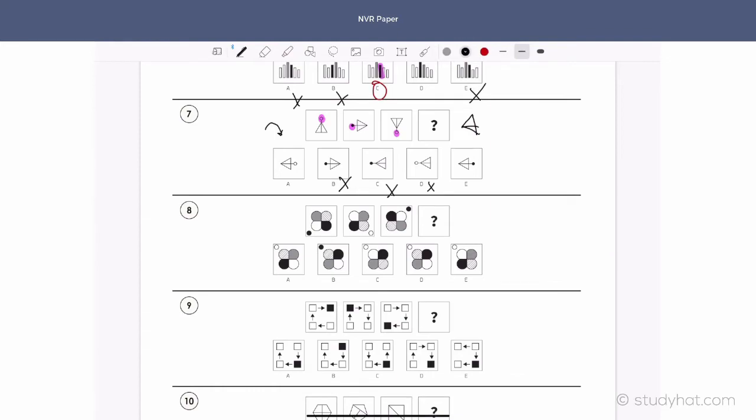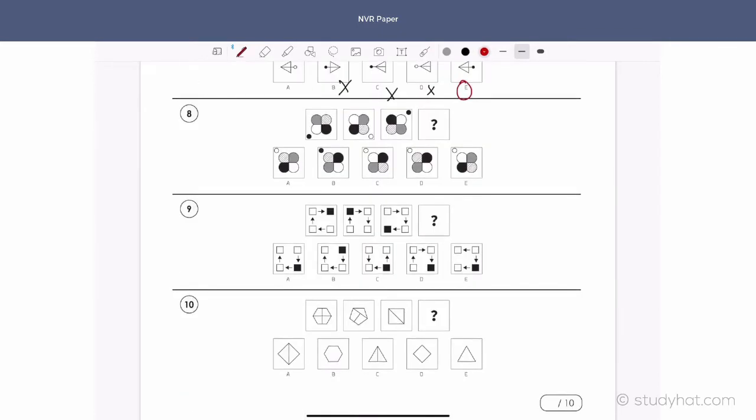And the colour is going from black to white to black to white to black. So we need a black. So we want E. Question 8. Okay, more rotation. So we can see by looking that the flower is moving clockwise. This grey goes here and then it goes here. And so it's now going to be here.